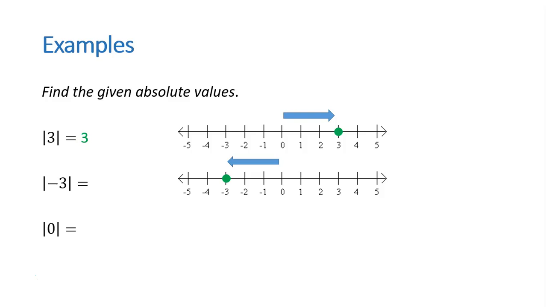So we traveled 3 units, which means our absolute value for this one is also 3. Now what about the absolute value of 0? Well, here's our number line, here's 0. How far do we have to go to get from 0 to 0? Well, it almost doesn't even make sense to ask a question like that. We're already at 0, so we don't have to go anywhere. That means our absolute value of 0 is 0.